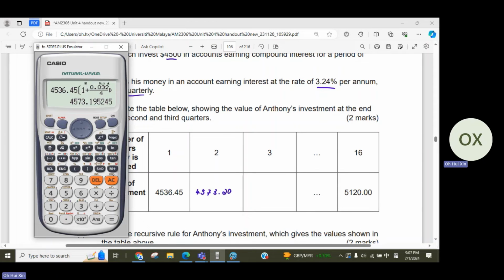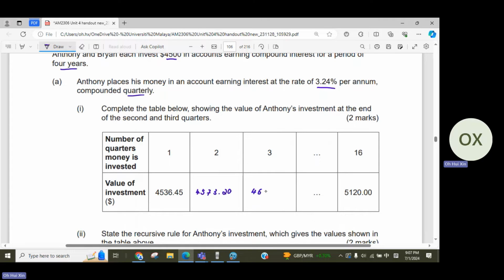Okay, so after you get the value, then continue to find the second one, right? Then you can do the same thing, but you are using the answer that you got just now. Then continue to multiply this number, or you can use exactly the same thing as well and do power 2. You are going to get the same answer. Okay, so from there, we got 4610.24. Okay, so that's the value for the first 2 quarters.